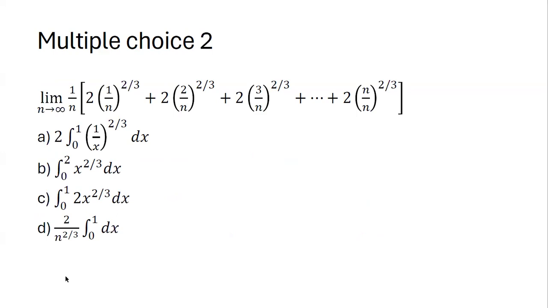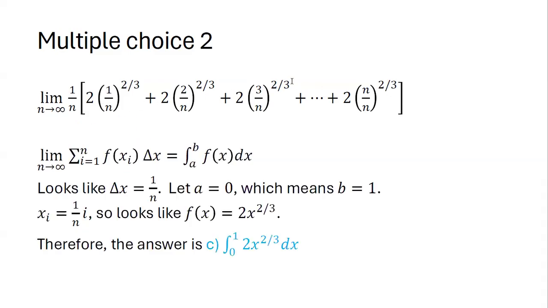Okay, so hopefully you tried it on your own. We could probably make a good guess that our delta x is 1 over n, and this is our f of x sub i, this thing in the square brackets over here. So if delta x is 1 over n, we let a be 0, because it looks like it's 0 plus delta x times i. Which means b equals 1 then, since delta x is (b minus a) over n. If a is 0, b must be 1 then.